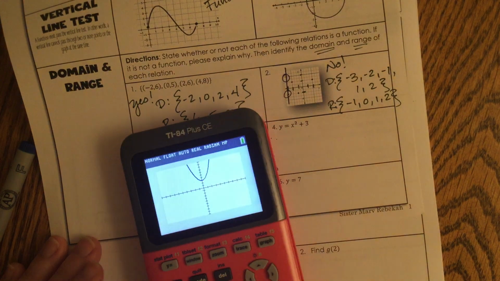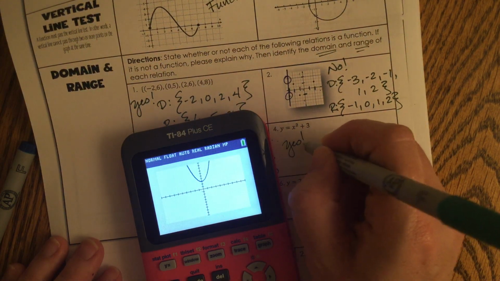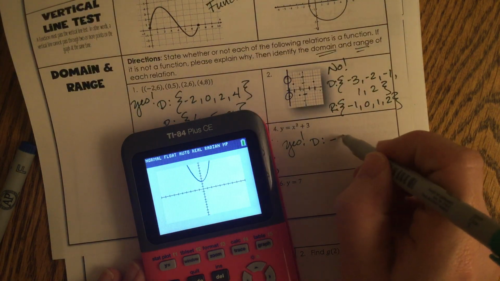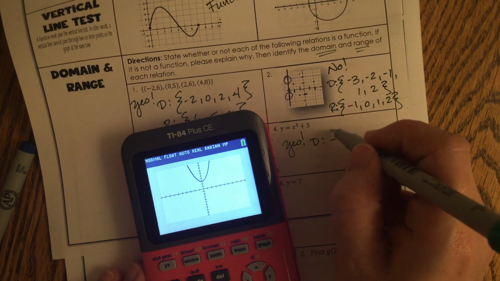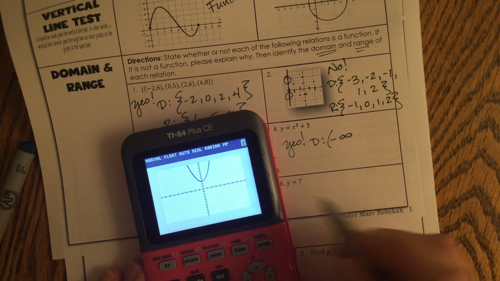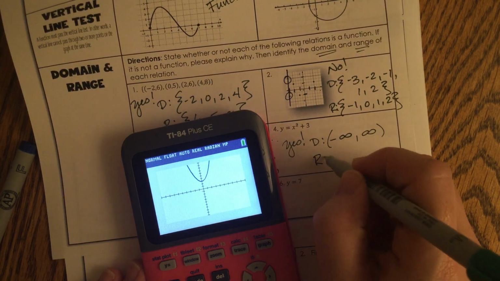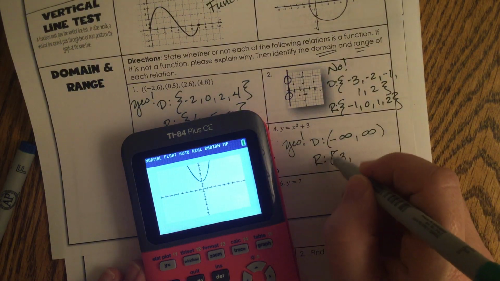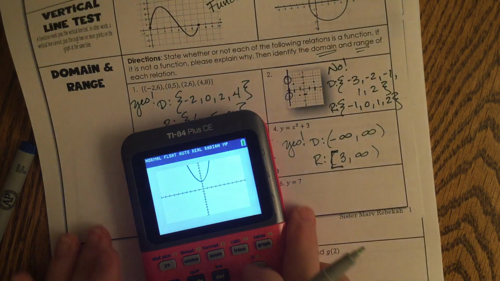Okay, and we can see that it would indeed pass the vertical line test, so we could say, yes, this is a function. The domain, okay, it's going to get there slowly, but it eventually will get to -infinity. So since all real numbers are included, we're going to write our set in interval notation. It goes from -infinity to infinity. Our range, however, doesn't start at -infinity. It starts at 3. It includes 3, so we'll use brackets, and then it goes to +infinity.